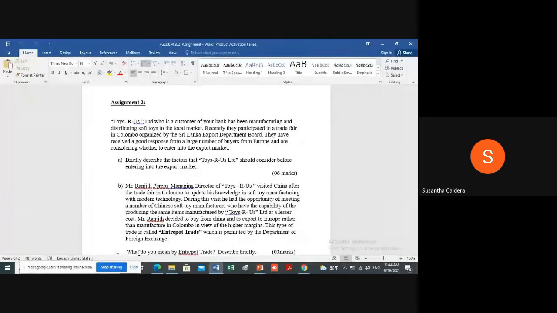Export Development Board. They have received a good response from a large number of buyers from Europe and are considering whether to enter into the export market. Briefly describe the factors that Toys R Us Limited should consider before entering into the export market.